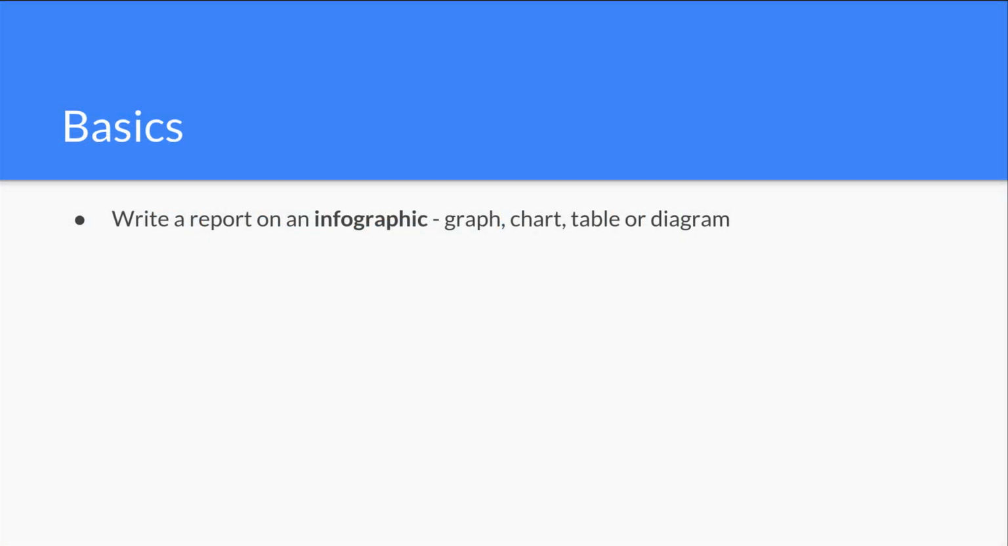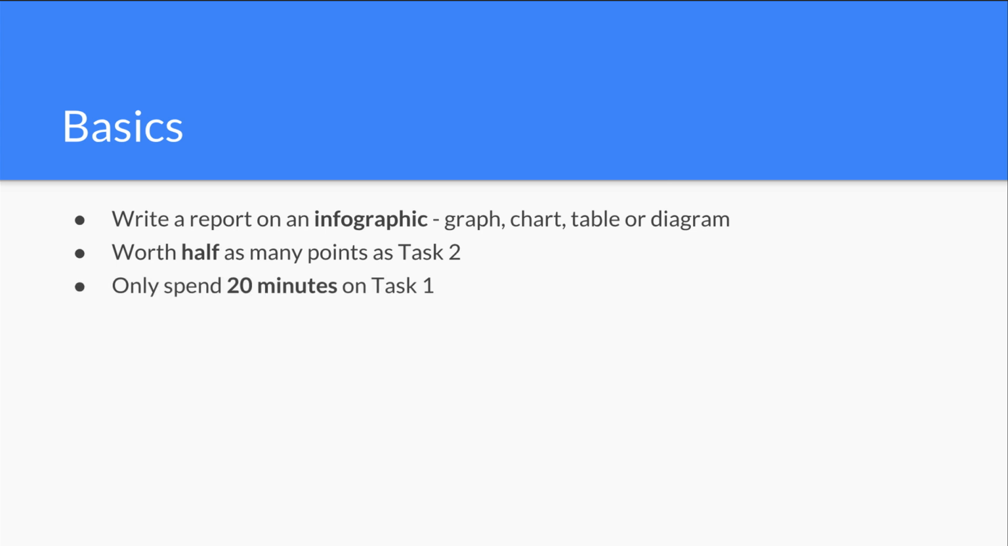In the Writing Task 1 question, you're going to receive an infographic. An infographic is basically any type of graph, chart, table, or diagram which shows you some kind of data. This Task 1 essay is worth half as many points as task number 2, so for that reason, it's important that you don't spend too long on task number 1. Ideally, you should only spend about 20 minutes on task number 1.